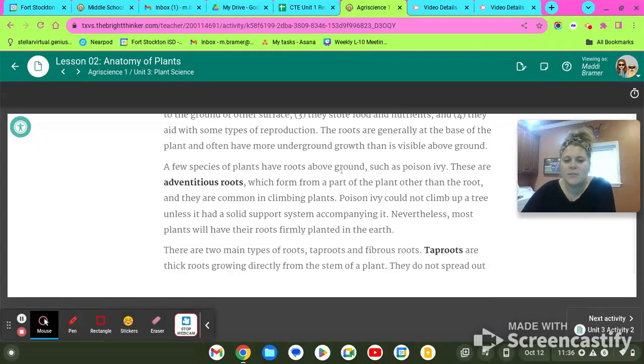So a few species have roots above the ground, like poison ivy. Those are called adventitious roots. So make sure you know that adventitious roots are where they form on a part of the plant other than the root. And they are common in climbing plants. So a lot of your ivies are going to have those. So those are the roots. And these are really easy to transplant. Obviously poison ivy you don't want to, but other ivies you can cut a piece off, stick it in the ground, and it's going to grow pretty easily because of that root system that it has.